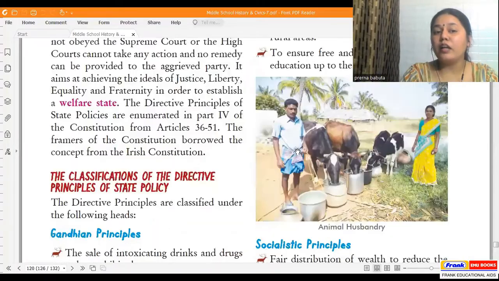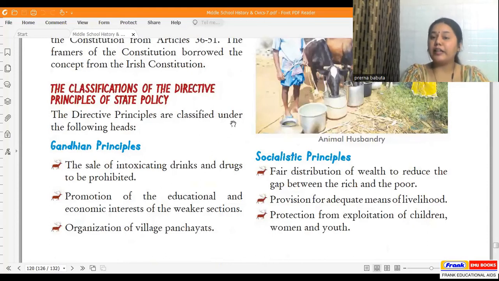Okay, so now we come to the classification. They are classified under the following heads. First is the Gandhian principle, of course, inspired by Mahatma Gandhi. The sale of intoxicating drinks and drugs to be prohibited. So it's an instruction which is given to the states. Okay. So we know that Mahatma Gandhi was completely against liquor.